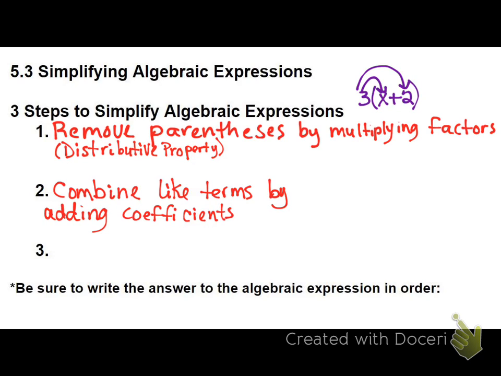Now, when I say coefficients, what does that mean? What is a coefficient? Okay, give me a second, I'll look it up. A number used to multiply a variable. So basically, it's the number right in front of the variable, right? So we combine like terms by combining coefficients, by adding or subtracting coefficients.